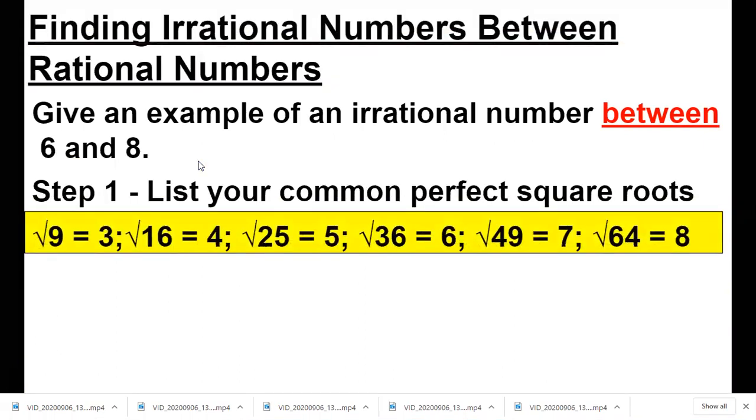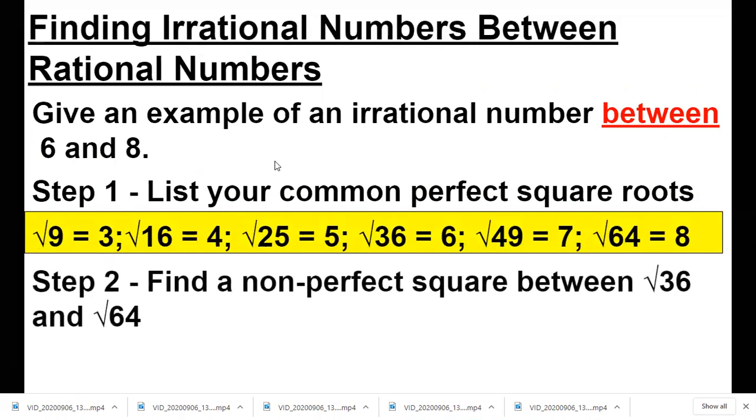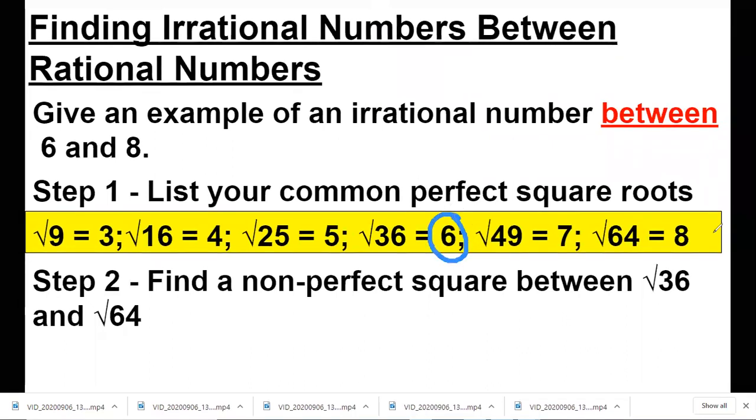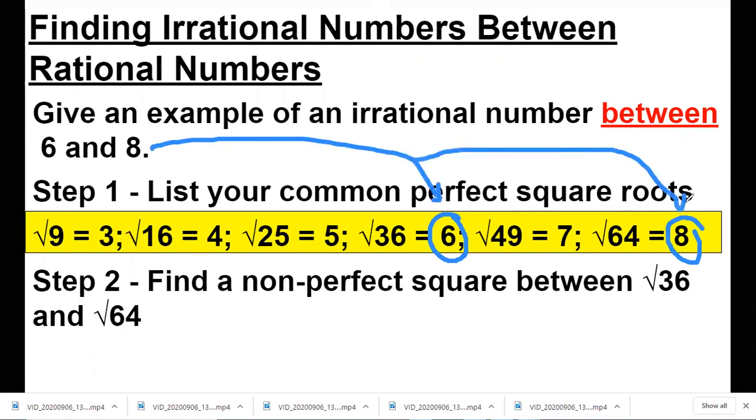Square root of 9 is 3, square root of 16 is 4, square root of 25 is 5, square root of 36 is 6, square root of 49 is 7, and square root of 64 is 8. Find a non-perfect square between square root of 36 and square root of 64. Why did I pick those two? Because square root of 36 is 6, square root of 64 is 8, and our number has to be between 6 and 8, and it has to be an irrational, non-perfect square.